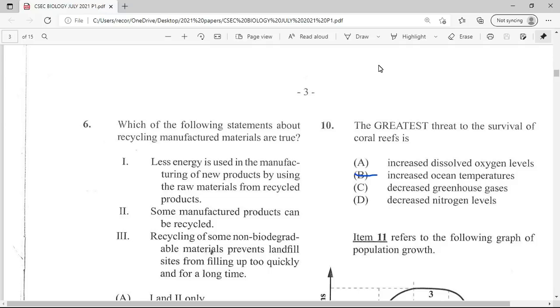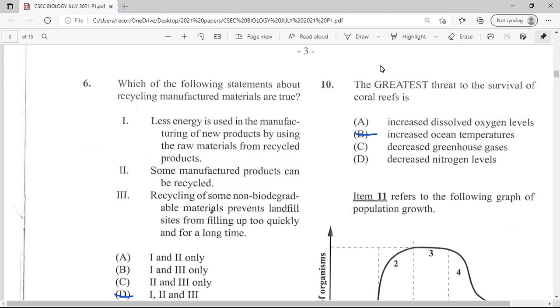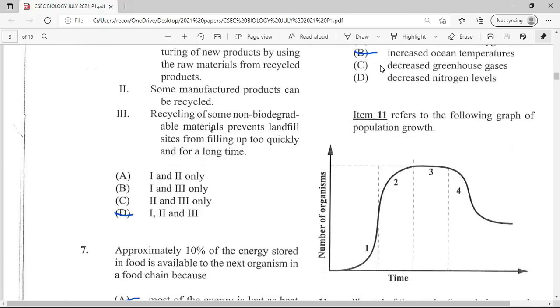Now, recycling of some non-biodegradable material prevents landfill sites from filling up too quickly and for a long time. That is true. That is one of the things. If you look at the side of any waste collection truck or garbage truck, you'll realize that they all have reduce, recycle, reuse on the truck. So we go with D for the answer here, saying that all these are plausible answers.